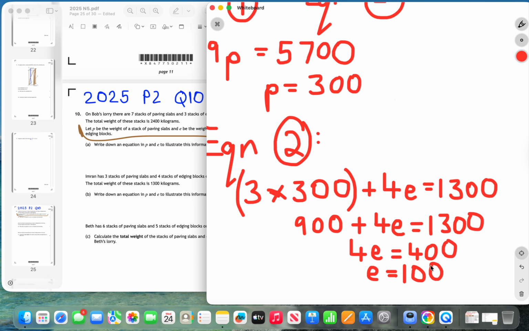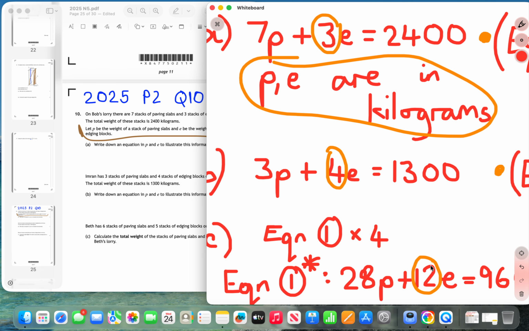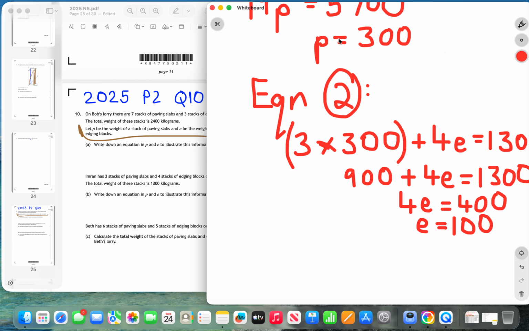Let's test out what we have by plugging it into equation 1. So we get 7p, which is 7 times 300, is 2100. 3e is 3 times 100 is 300. Then 2100 plus 300 gives us 2400 as we need. So we have the values p and e.